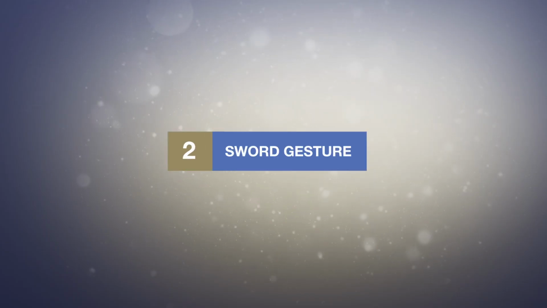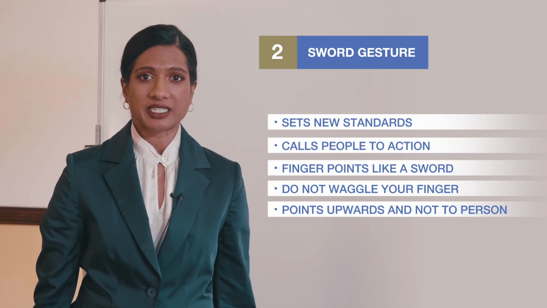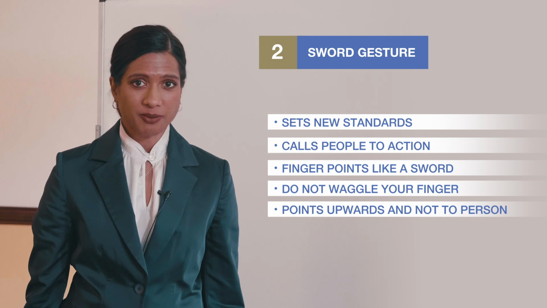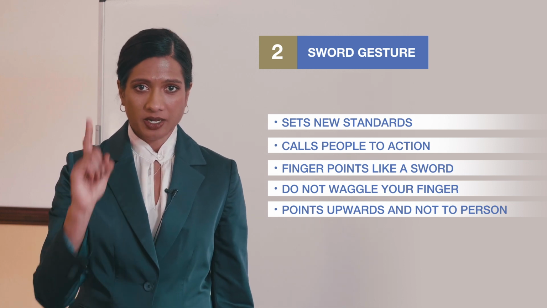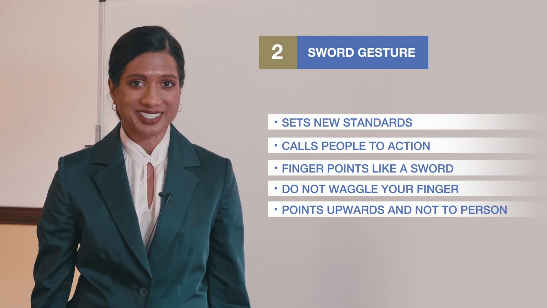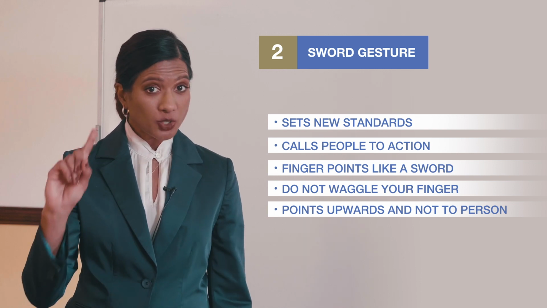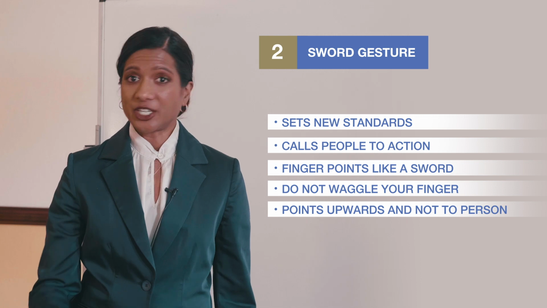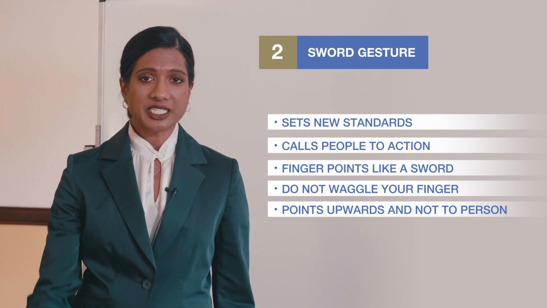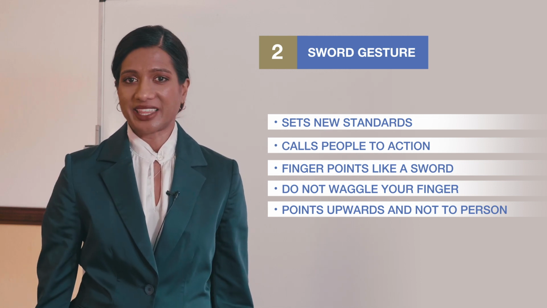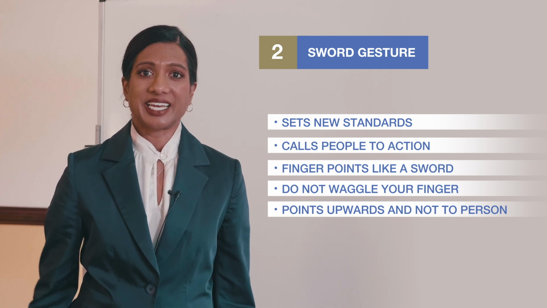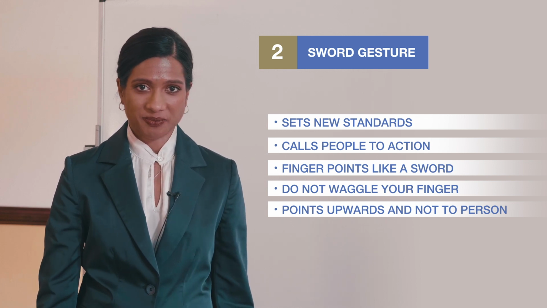Gesture number 2 is what is known as a sword. That's where you're putting your finger in the air to illustrate that something is important. So it looks something like this. This is a critical point. As you've seen me do it now, you're not waggling your finger and you're not pointing at anyone. It's just a quick pause in the air and then your hand is down. Done. It's called the sword gesture.